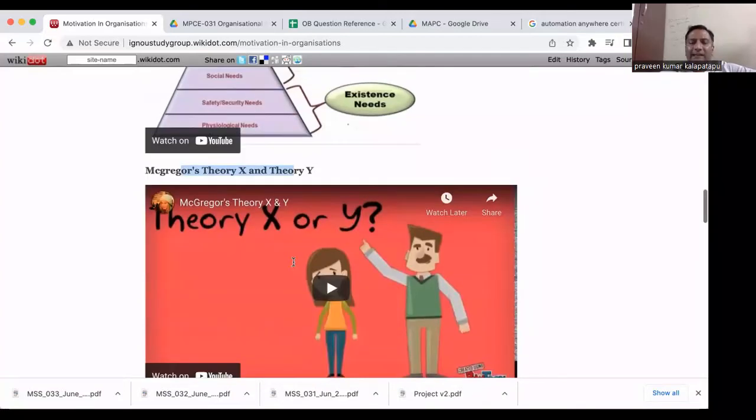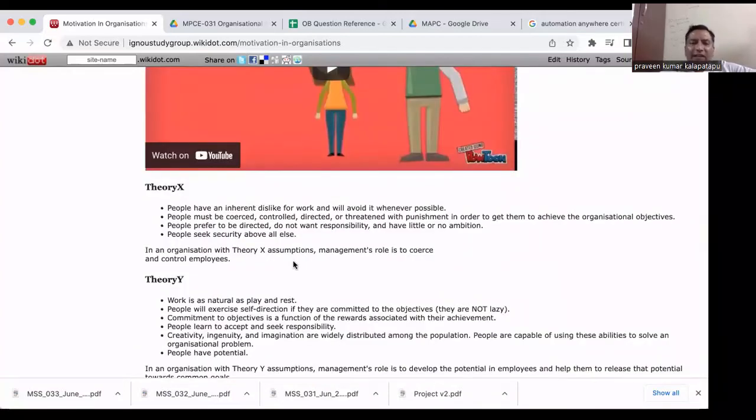We already learned McClelland's. We learned the 2-factor theory of Herzberg. We learned ERG theory. Okay, this is a new theory that is coming in this particular chapter. McGregor's theory X and theory Y. It is a very, very easy theory. Theory X is nothing but a pessimistic way of dealing with people. Theory Y is an optimistic way of dealing with people.